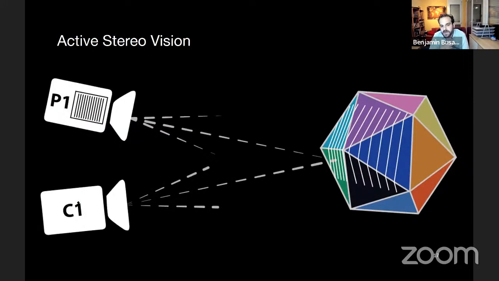Another way to perceive depth is actually active stereo vision. In that case, we would have a camera passively monitoring the scene. And the scene could be something like we have here on the right, like this cube. The problem with this cube is it doesn't have any structure. So it's quite difficult to say if we, for instance, measure here a purple pixel, which part of the cube it is.